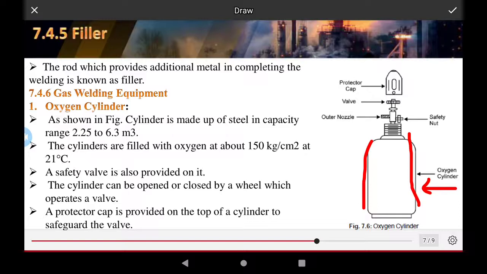This is the safety nut of the gas cylinder, and this is the outer nozzle, and the valve of the cylinder is opened and closed while working: if the valve is open, gas flows out, and if closed, it stops. This is the protector cap, which protects the cylinder head.